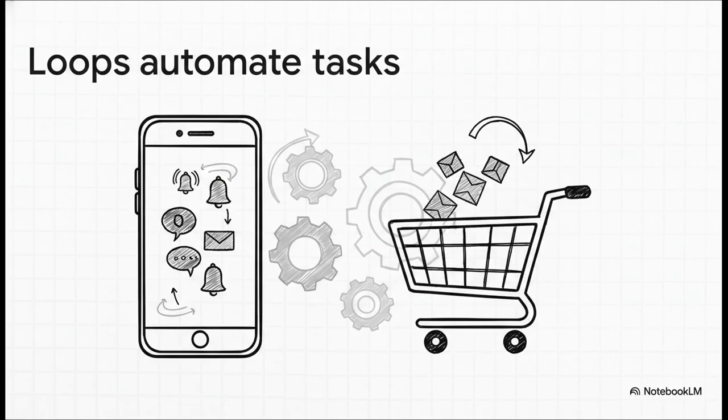You're actually seeing loops in action all the time. When you scroll through your social media feed, a loop is fetching and displaying each post. When an online store shows you a list of products, yep, that's a loop. They are literally the engine that powers automation.